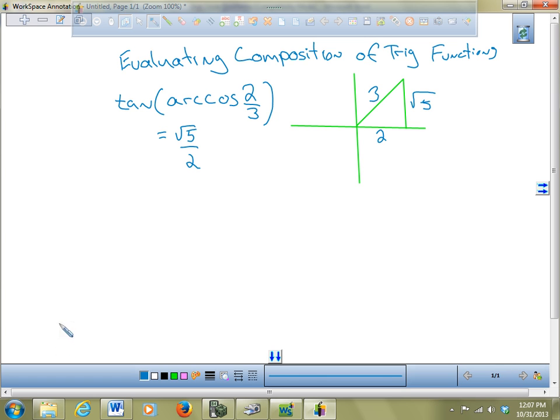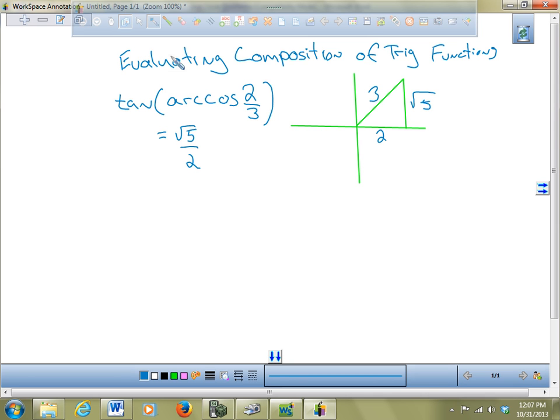Isn't cosine positive in the fourth quadrant also? Yes, but arc cosine, very good question. Arc cosine is only defined to be positive in the first quadrant. Remember when we restricted the range of those so that you can only have one answer for inverse, and that's why. So that's kind of what this whole section deals with.